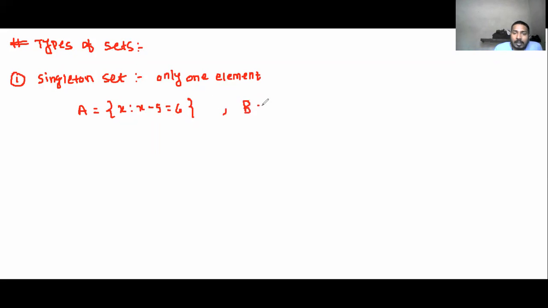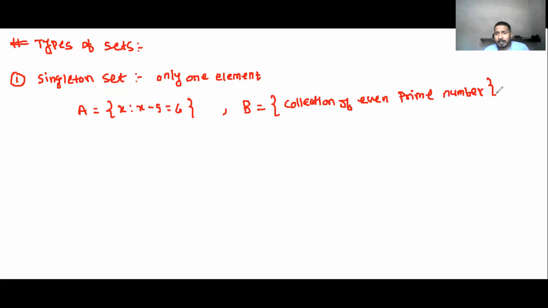Suppose I write down the collection of even prime numbers. Is it a singleton? Yes, sir, it is a singleton. Why? Because the only even prime number is two. Only two is the even prime number. So for this you will get only two. What about here? 11.